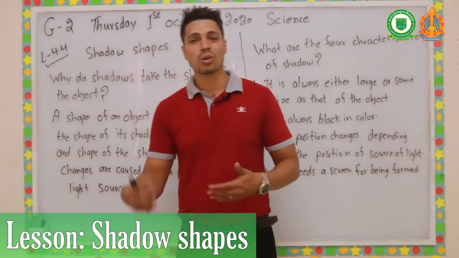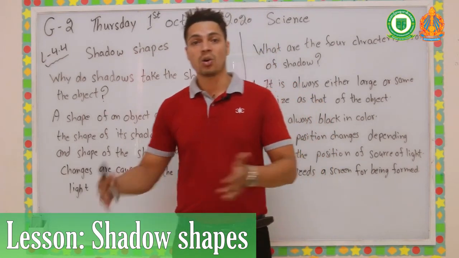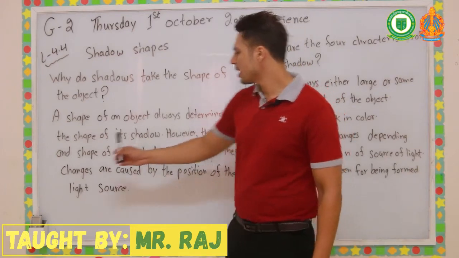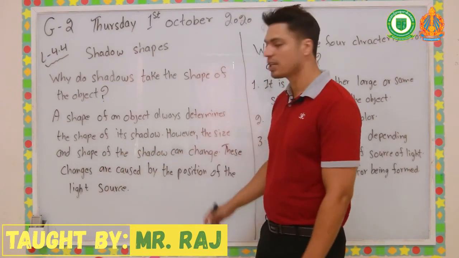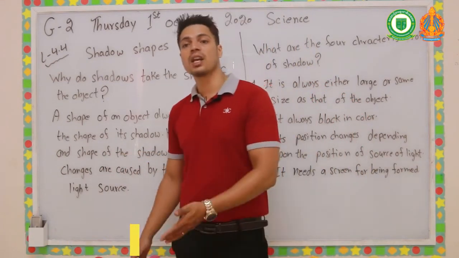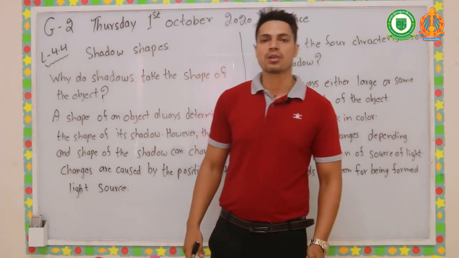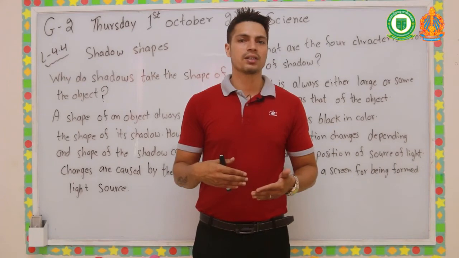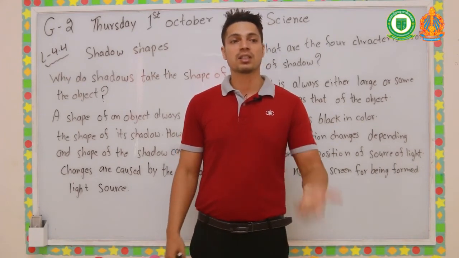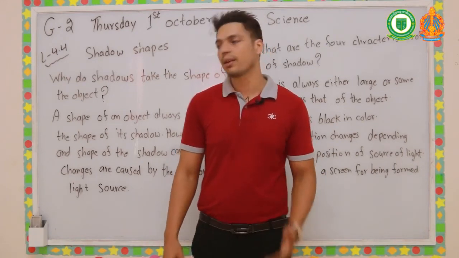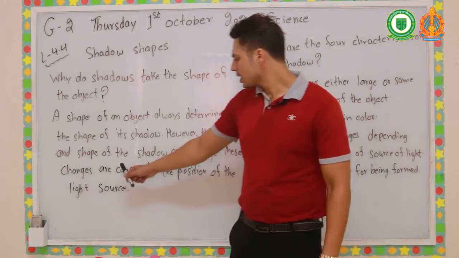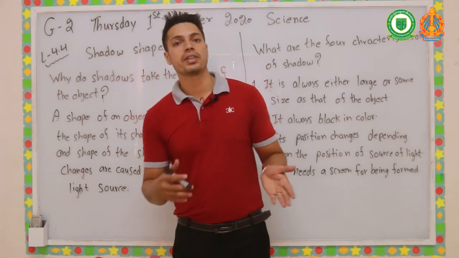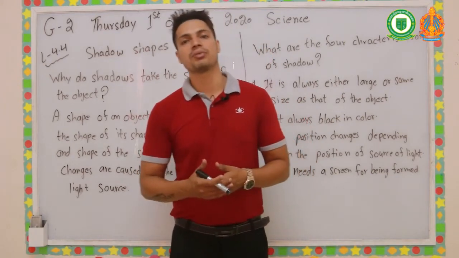Shadows do not always look the same. It always changes. The size and the shape of the shadow can change. When shadows are short, it's just a shadow, so we cannot see anything at all. These changes are caused by the position of the light source.